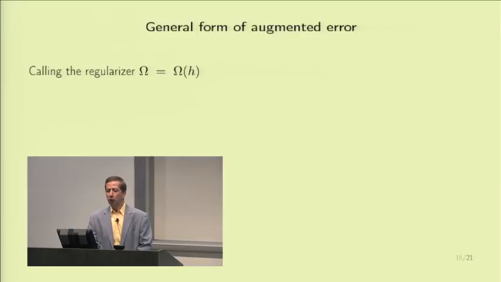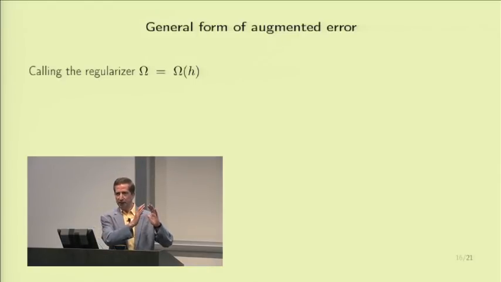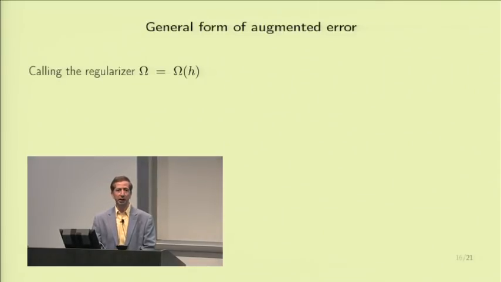We are going to call the regularizer, like the weight decay regularizer by itself without the lambda, capital Omega. And it happens to be capital Omega of h.